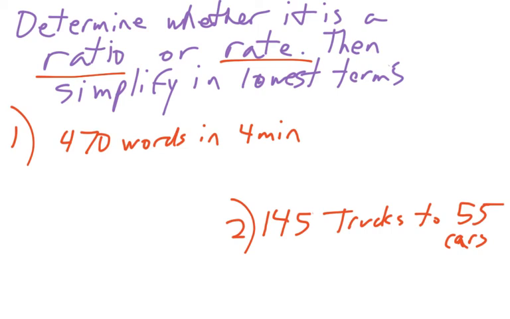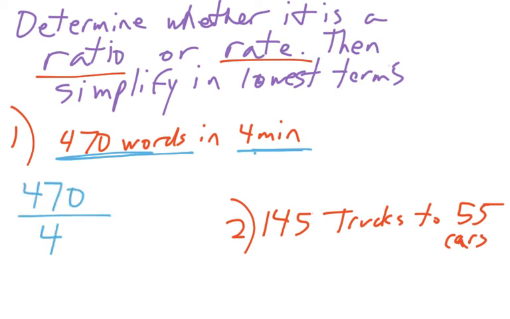Okay, so hopefully you tried these on your own. The first one is actually a rate because it's something measurable, which is words, divided by a time. So we're going to set it up, 470 over 4. We'll keep the words in the numerator and minutes in the denominator. Just write the word rate there. Clean this up a little bit. There we go. Sorry about that.